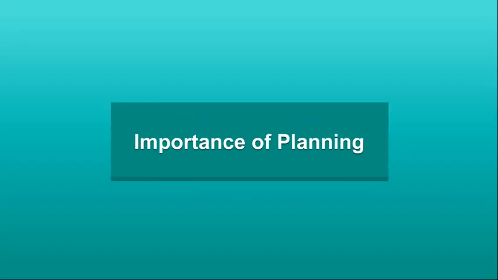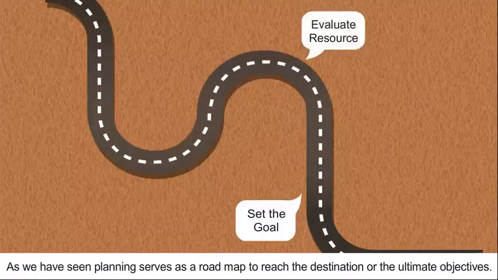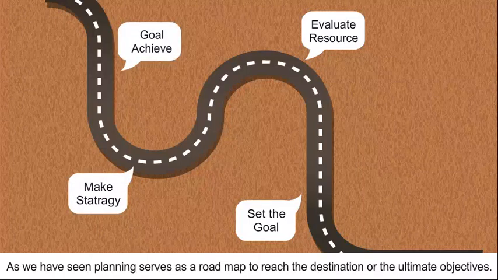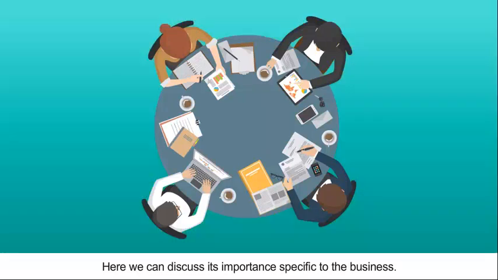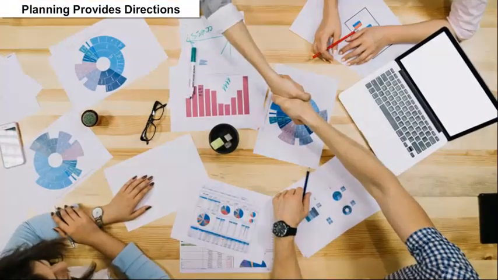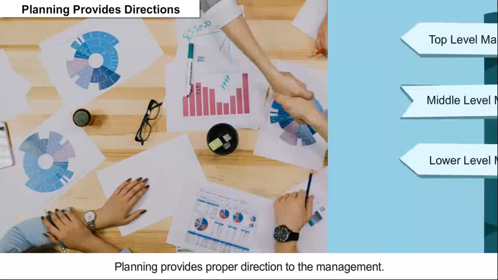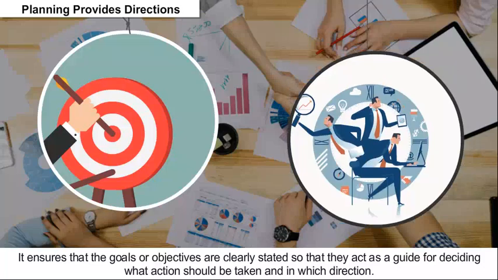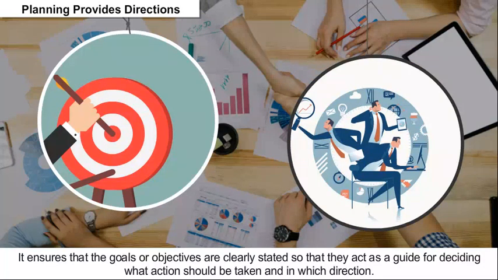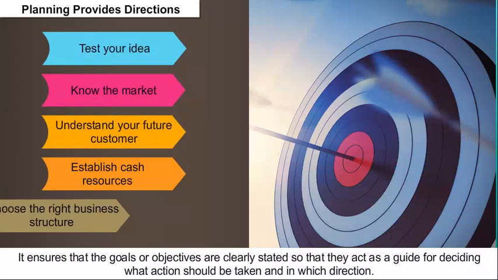Importance of planning. As we have seen, planning serves as a roadmap to reach the destination or the ultimate objectives. Here, we can discuss its importance specific to the business. Planning provides directions. Planning provides proper direction to the management. It ensures that the goals or objectives are clearly stated so that they act as a guide for deciding what action should be taken and in which direction.